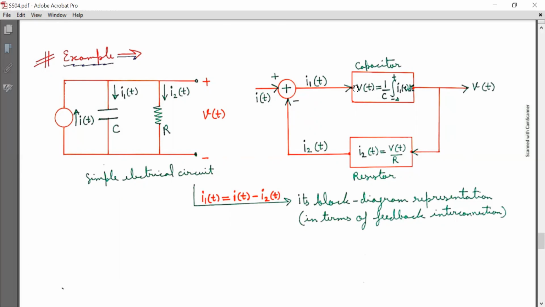Now i1(t) is going to be the input to the capacitor, and the output v(t) is equal to 1 by C integration from minus infinity to t of i1(tau) d tau, and the output is v(t). Now the output v(t) is fed back as input to the feedback block, that is the resistor. So i2(t) is v(t) by R, and i2(t) will be subtracted from i(t) to give i1(t). So this is the block diagram representation in terms of feedback interconnection.